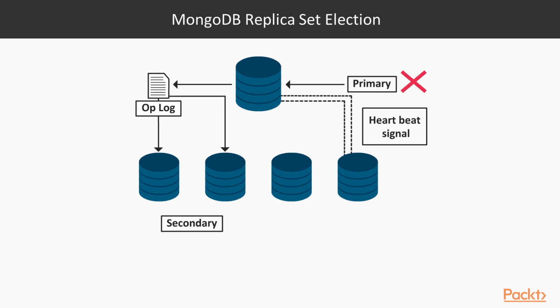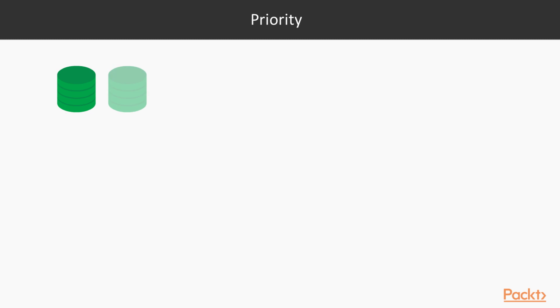Now, if the primary goes down, and a secondary realizes that the primary has gone down, then an election process is triggered. When an election process is triggered, based on some criteria, one of the secondaries will win, and whoever wins becomes the new primary. It works in this order. First, the priority will be considered.